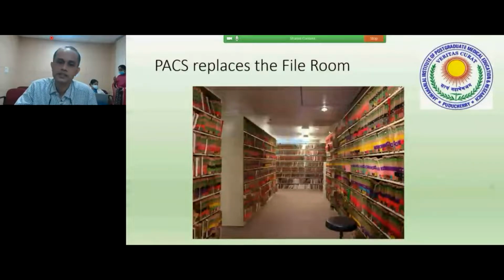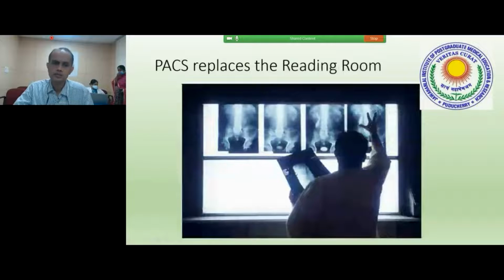We can see that the films are all stacked like this, and it's very difficult to physically search and retrieve a particular image. The PACS replaces this. The PACS also replaces the reading room. That is, initially radiology areas used to have large viewing boxes where films used to be mounted like this, and then only reporting can start. So this awkward arrangement has been replaced by the PACS, and it is a very important advantage of the PACS.